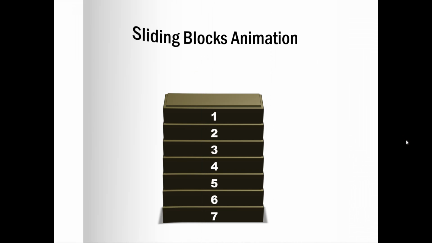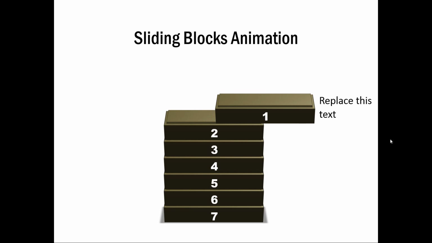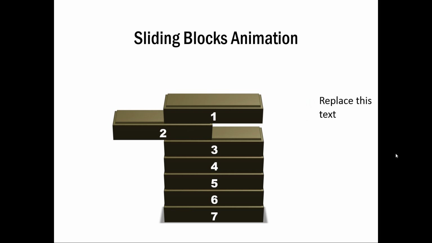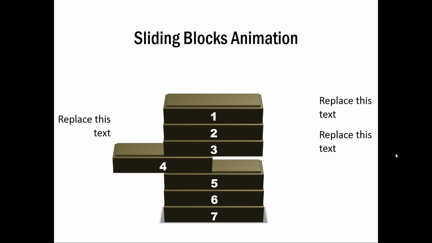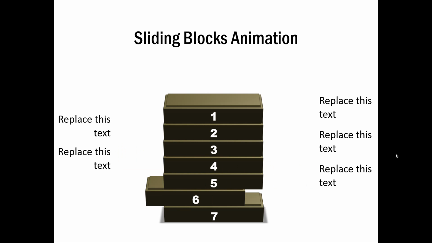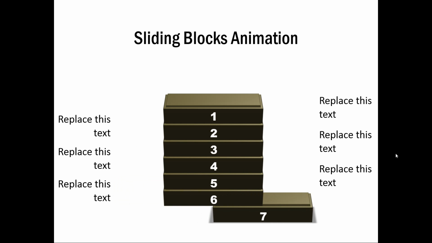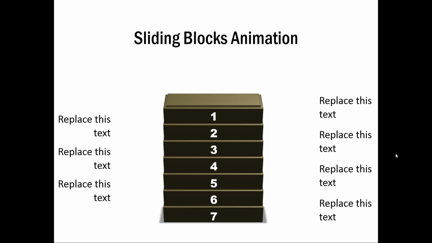Let me show you another example. Here we talk about sliding blocks animation. On first click, the first block appears and then you have a number associated text for it. And on the next click, you have the next one, and so on. So that is how we use sliding blocks animation.